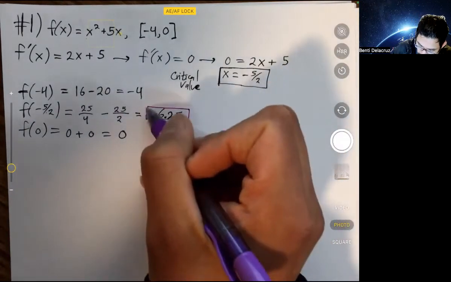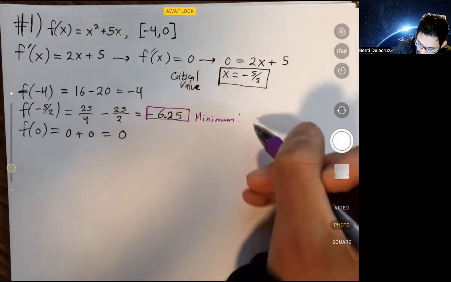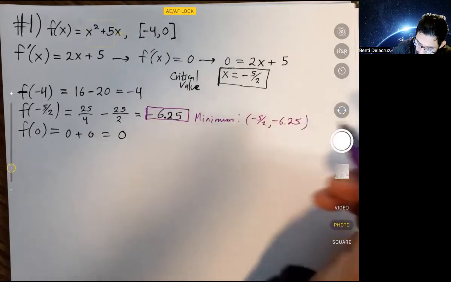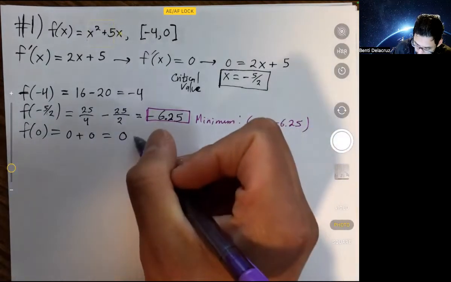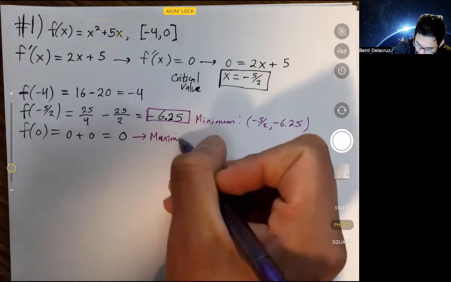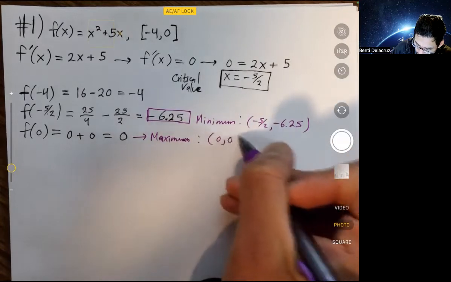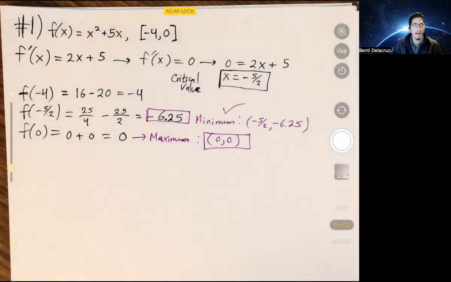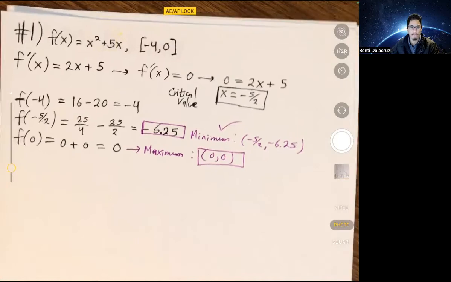And so this is our lowest value. So this is going to be our minimum. So our minimum occurs at -5 halves, comma, -6.25. And this is our largest value. And so this will be our maximum. So our maximum will be at 0, 0. It's really that simple. So let's go ahead, let's do another one.